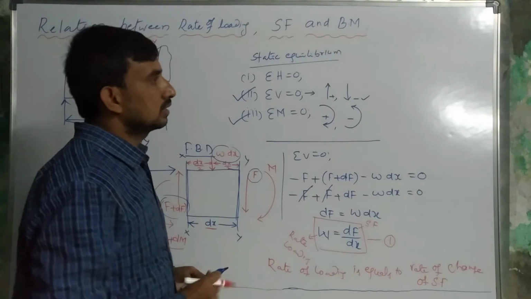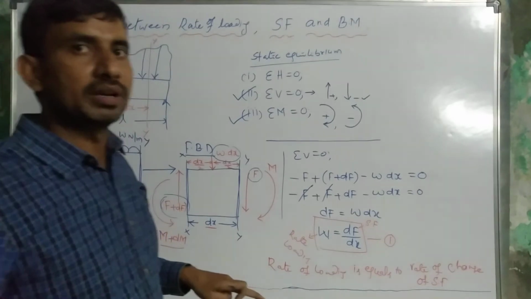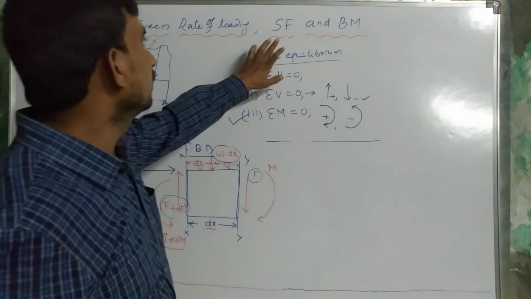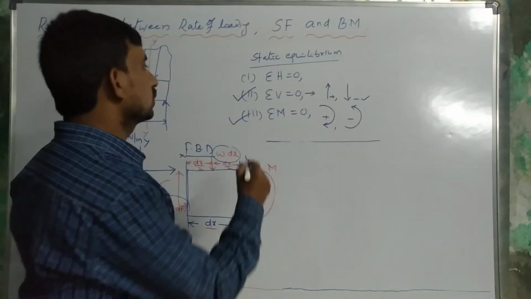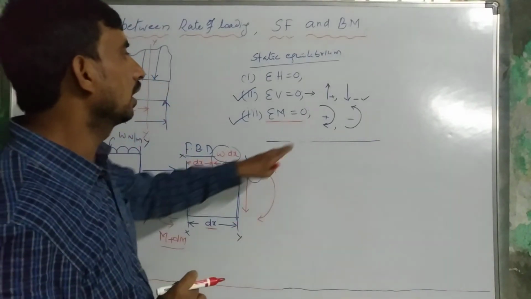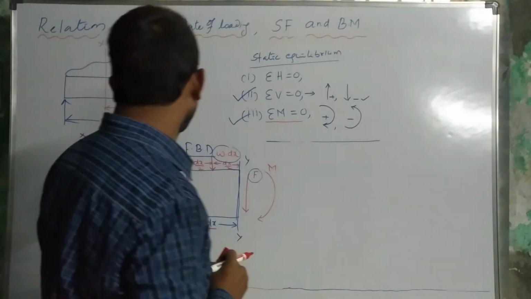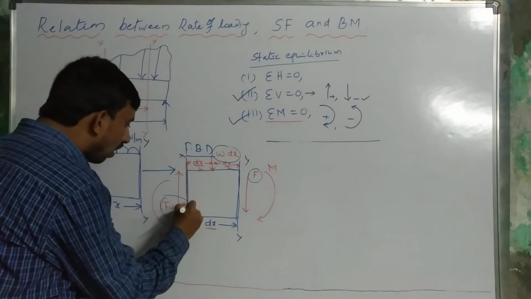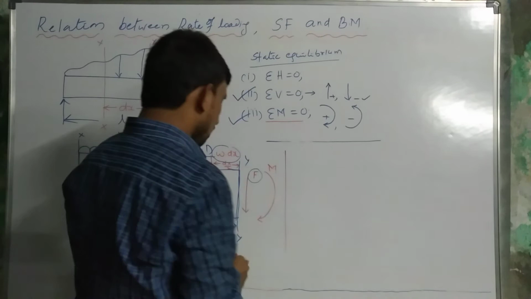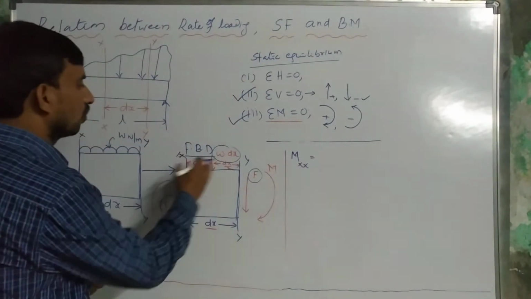Okay. So now we will discuss the moment. What is the relation between shear force and bending moment? To derive it, we will make use of the equation that the algebraic sum of the moments about any section is equal to 0. Here clockwise moments are positive and anti-clockwise moments are negative. So I will take the moment of all the forces about this section XX. I will write MXX.